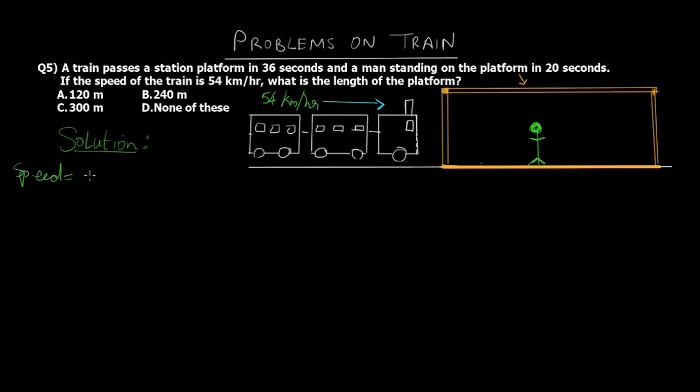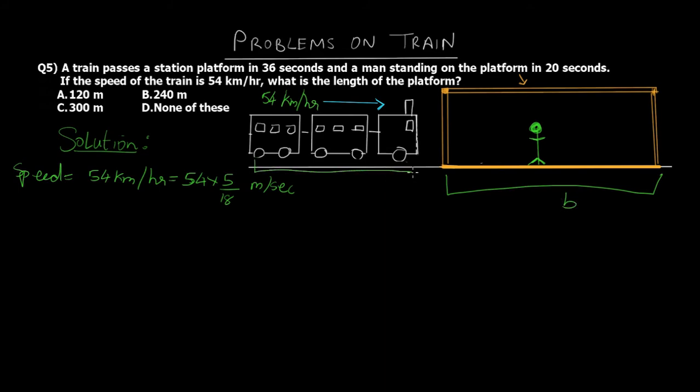Speed is equal to 54 km per hour, which is going to be 54 into 5 by 18 meter per second. Since the answers are all in meters, let's convert the speed into meter per second and just keep it as it is. Now we need to calculate the length of this platform. So let's say this is B, length of the train is going to be A, and they are saying that the time taken for the train to pass this man is 20 seconds with this speed. So the distance is equal to speed into time.